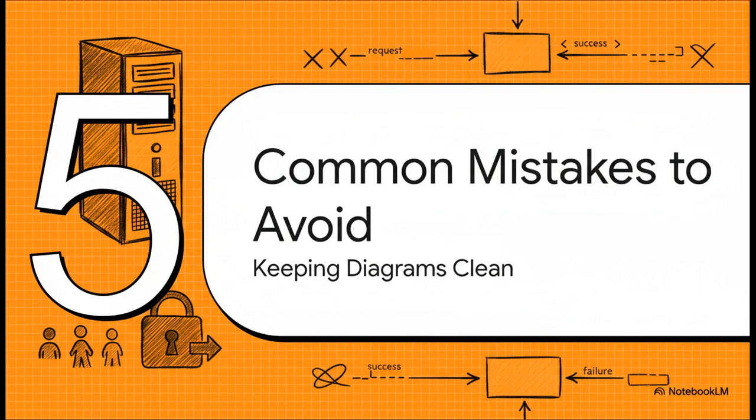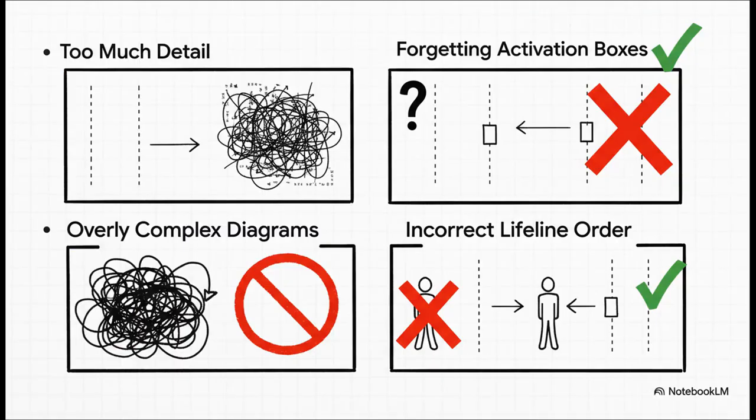All right, before you run off and start diagramming everything in sight, let's talk about a few common traps that can make your diagrams more confusing instead of more clear. The biggest mistake by far is adding too much detail. You're telling a high-level story, not rewriting the entire code base. Also, please don't forget those activation boxes. They make it so much easier to see who's doing what and when. Here's another tip. If your diagram starts to look like a plate of spaghetti, it's too complex. Just break it down into smaller, more focused diagrams. And a simple one to finish, always put the actor that starts the whole process on the far left.